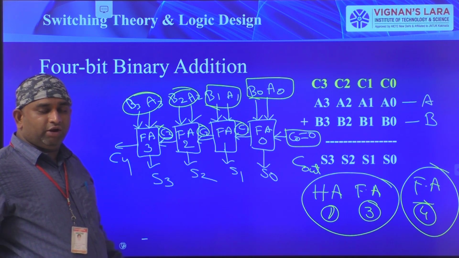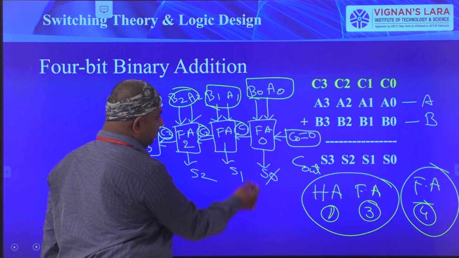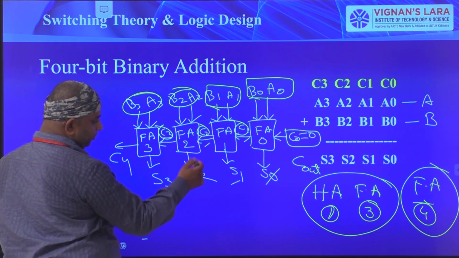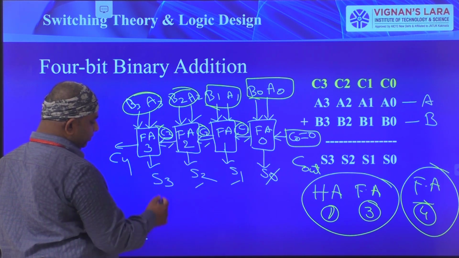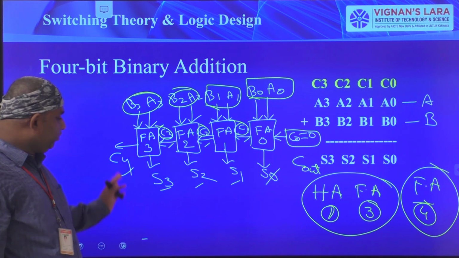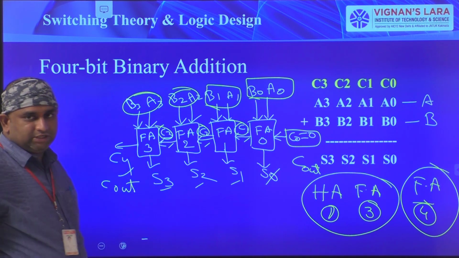Coming to that, for each full adder, we need 2 outputs. The first one is S0, and here carry C1. S1, C2 carry output. And S2, C3 is the output, and S3, C4, otherwise final carry C out. We can represent C4, or you can write this one as C out.